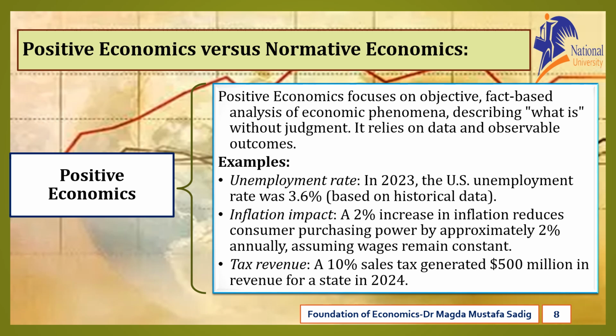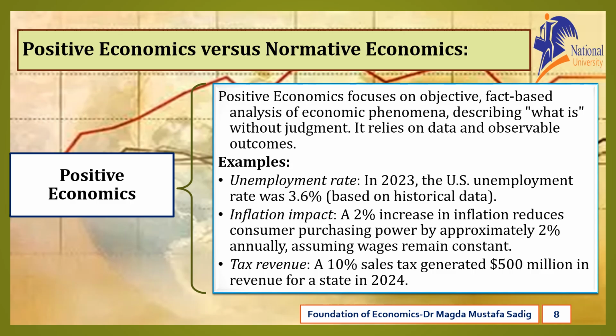So this is, for example, how many people who want a job do not have one. In 2023, the US unemployment rate was 3.6%. This means out of 100 people looking for work, about 4 couldn't find a job. This is positive economics. It is just a number based on data, not an opinion about whether it's good or bad.